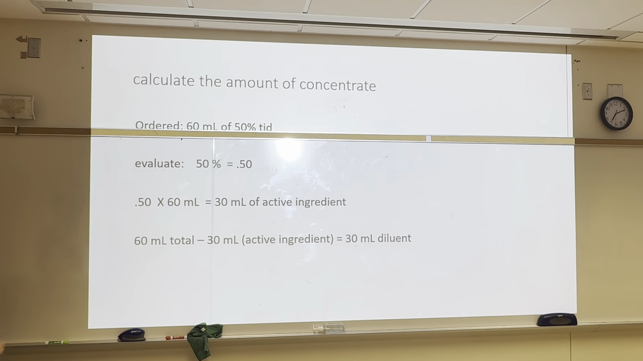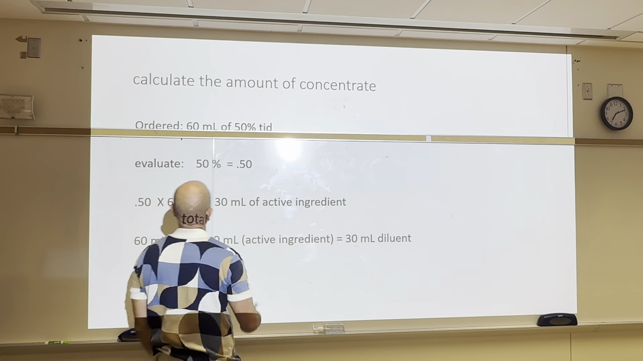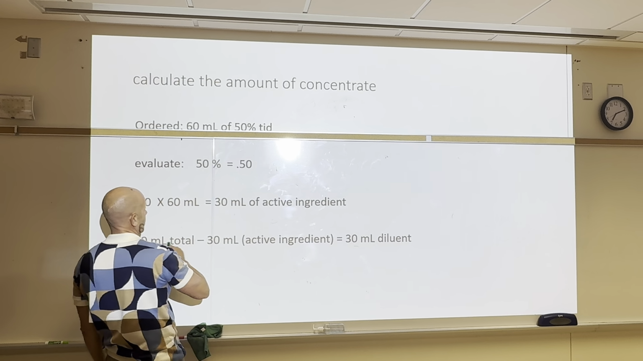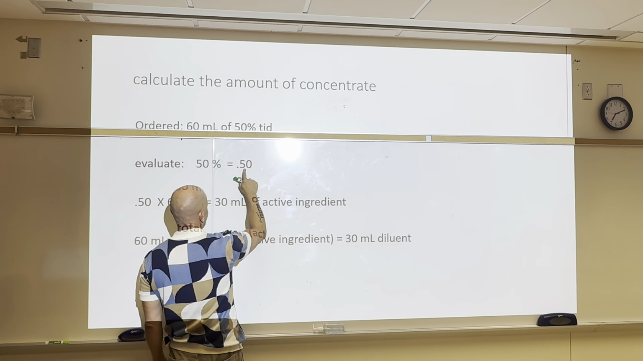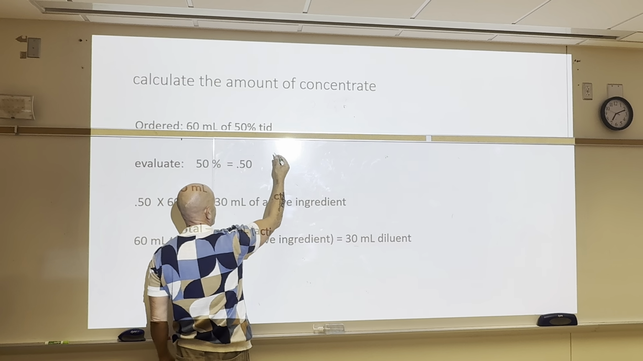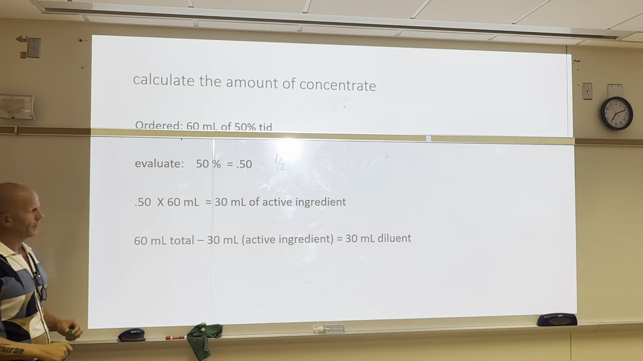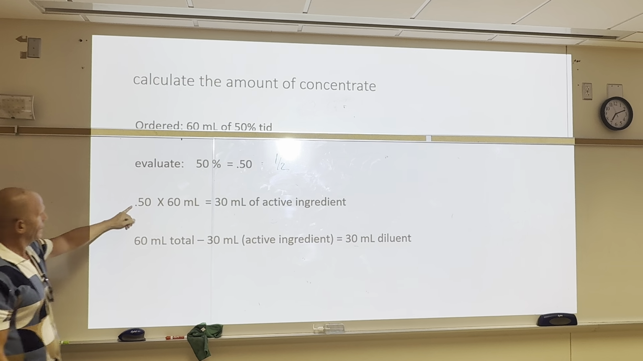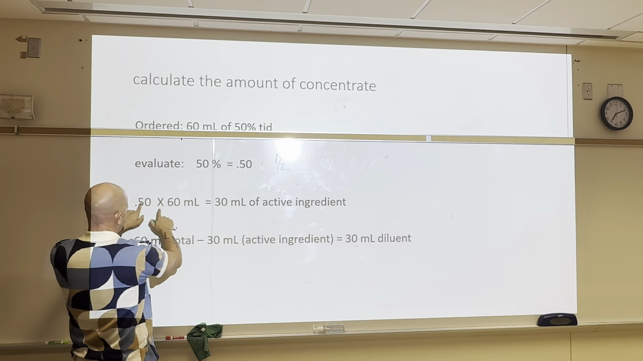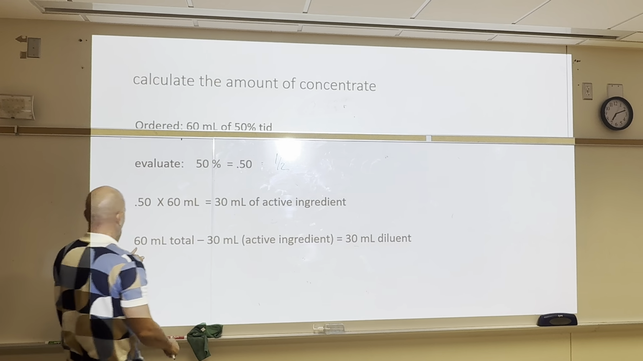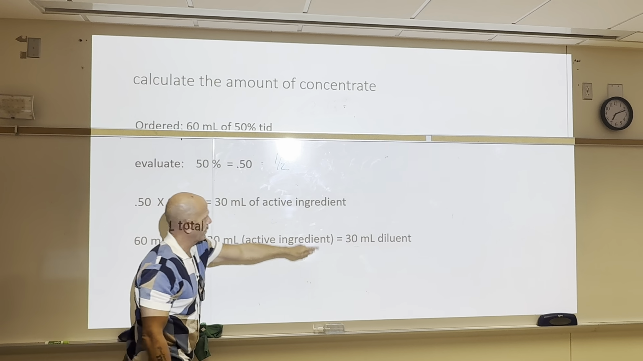let's calculate the amount of concentrate. We've got 60 mLs of 50%, okay? Don't worry about the TID. What's 50% in decimal? 50% is 0.50, or what? How many times does 50 go into 100? 1/2. That's how I make a fraction. So here we've got 50% of that 60, 0.5 times 60 equals 30. Again, you have 60 mL total, we know 30 is active, then you have 30 mL diluent.